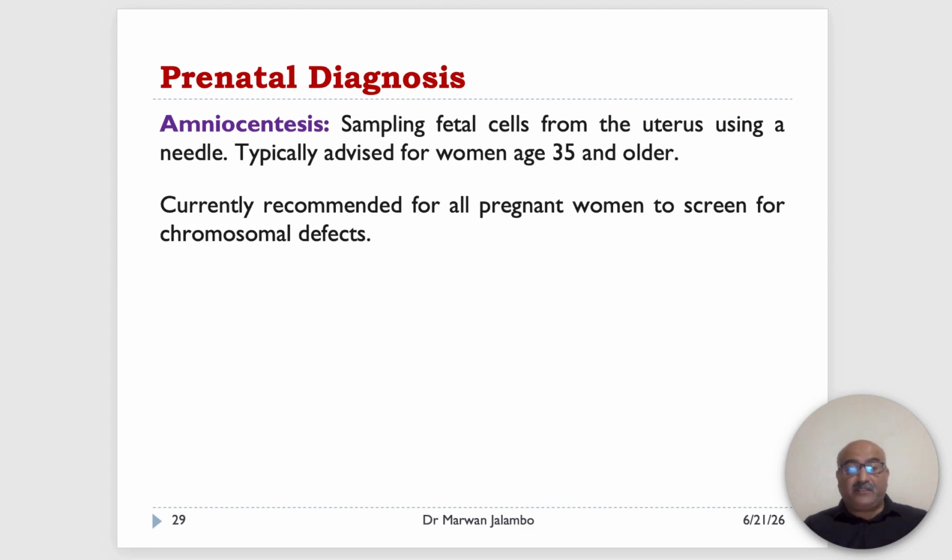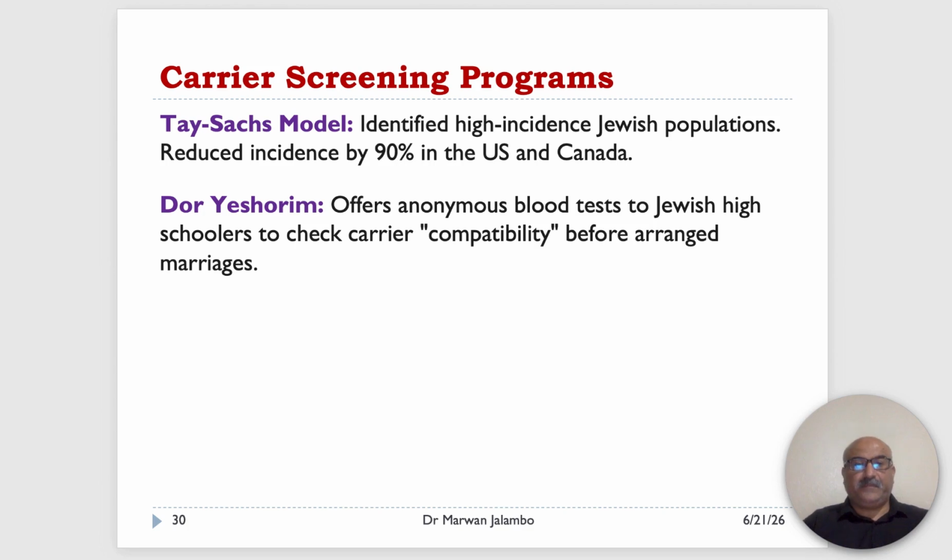Even better than prenatal diagnosis is preconception screening. Carrier screening programs aim to identify healthy adults who carry recessive mutations before they have children. The Tay-Sachs screening model is a gold standard. By testing the high risk Jewish population, the incidence of the disease fell by 90% in North America.